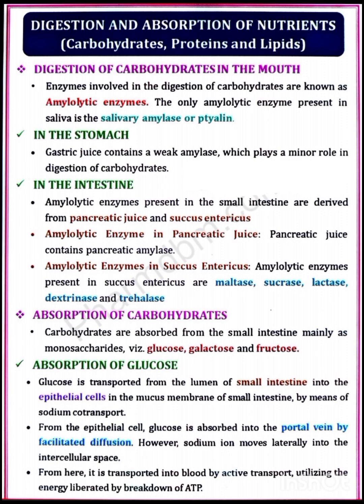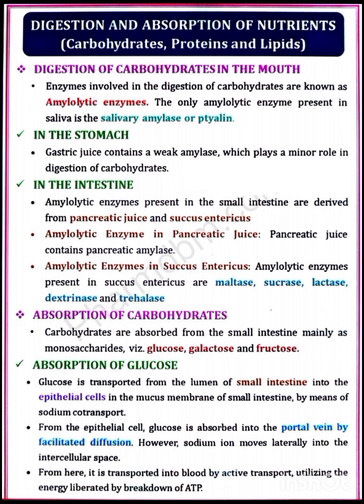Absorption of carbohydrates. Carbohydrates are absorbed from the small intestine mainly as monosaccharides: glucose, galactose and fructose. Absorption of glucose. Glucose is transported from the lumen of the small intestine into the epithelial cells of the mucous membrane by means of sodium co-transport. From the epithelial cells, glucose is absorbed into the portal vein by facilitated diffusion.